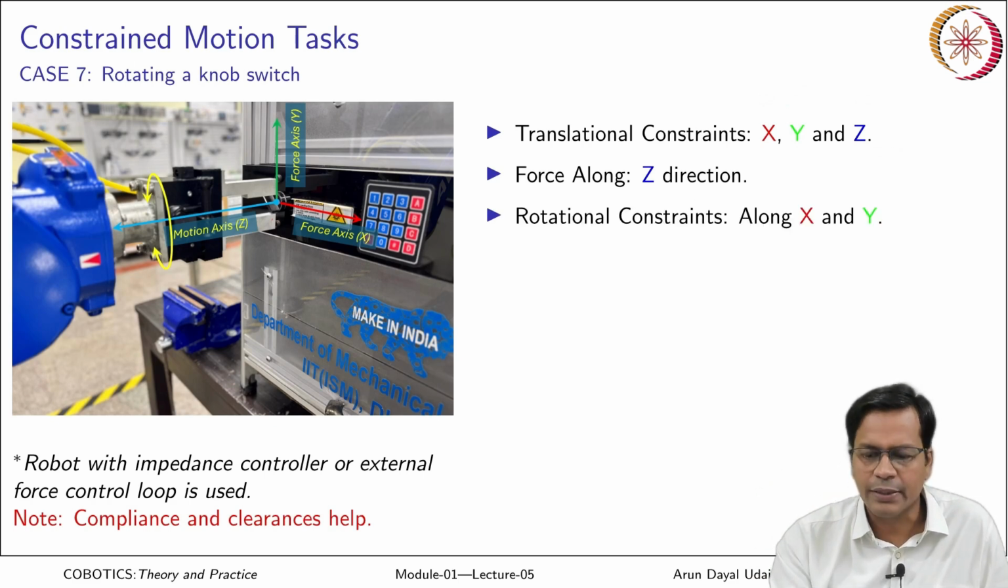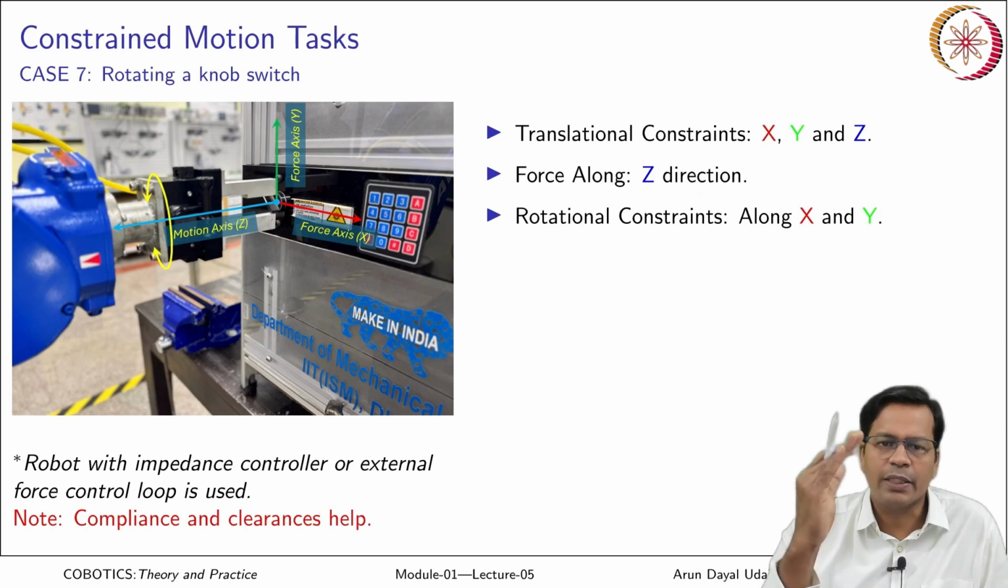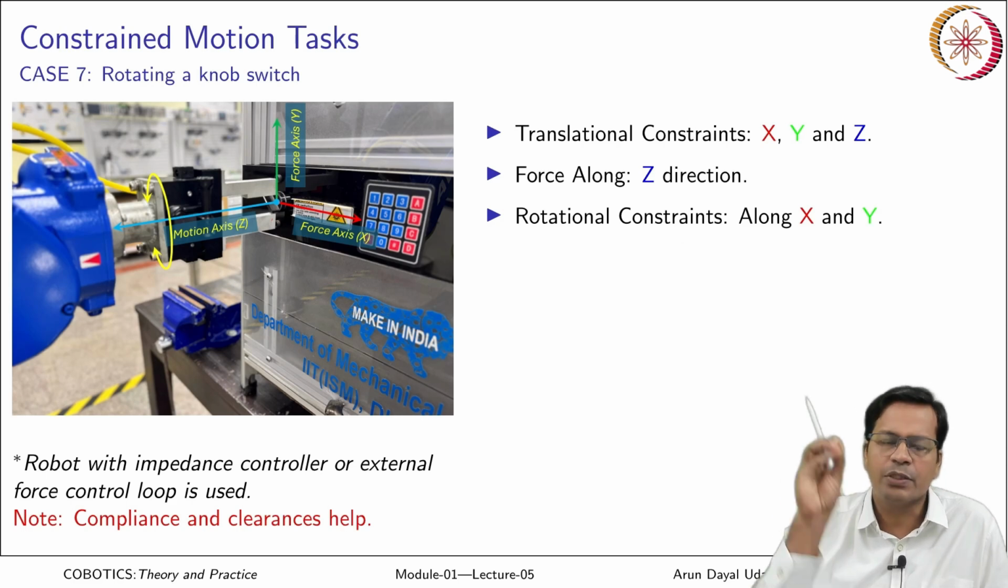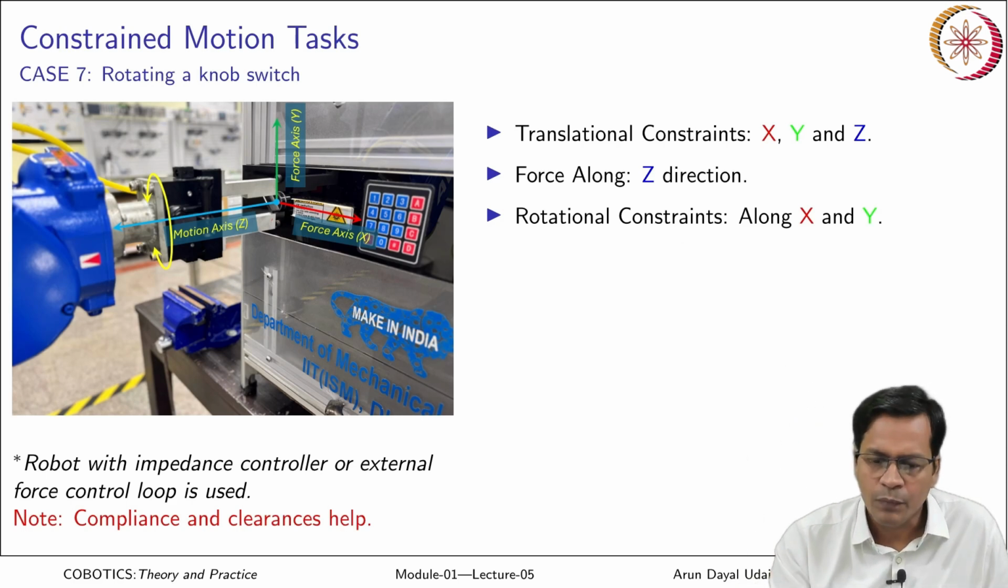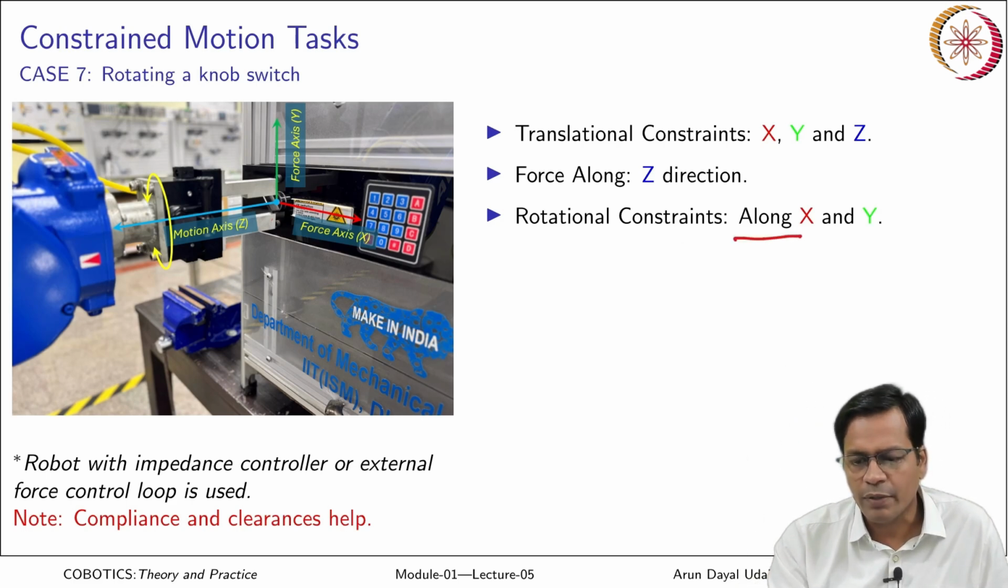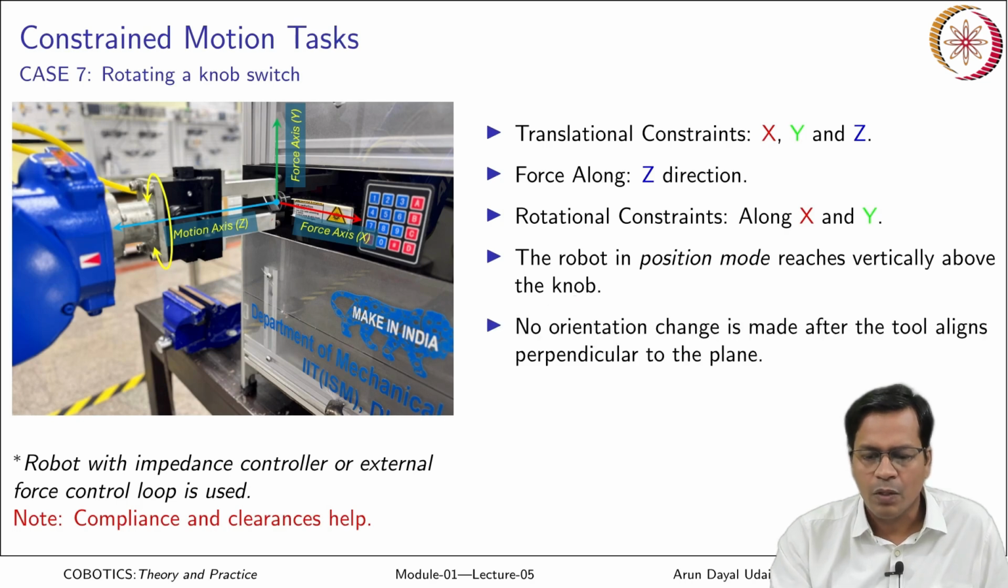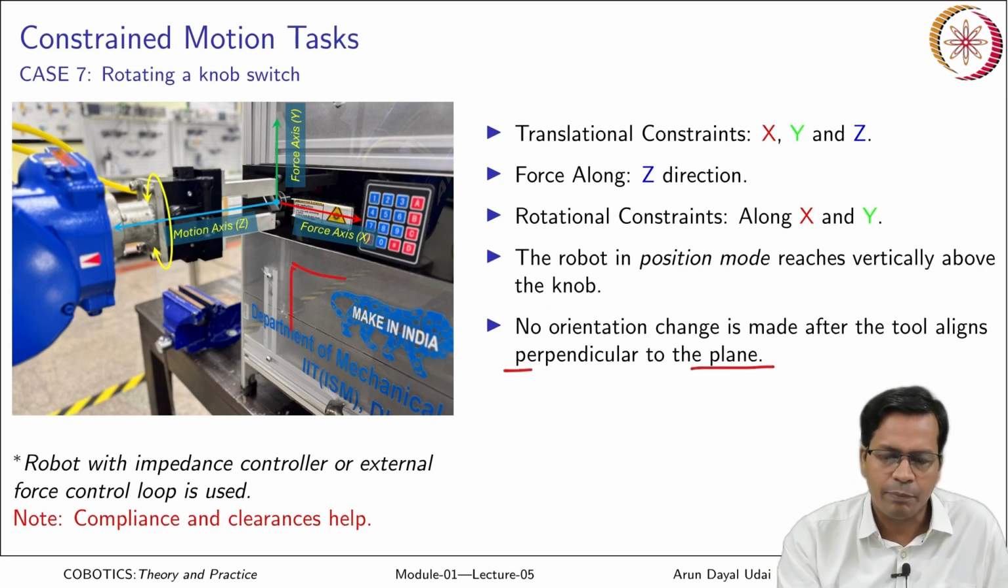Okay. Vision guidance is needed to get to the position where your knob is, how your knob is oriented, and establish yourself exactly above the knob. Rotational constraints you have along x and y direction, you cannot rotate. The robot in position mode reaches vertically above the knob. No orientation change is made after the tool aligns perpendicular to the plane. So, this is the plane I am talking about.